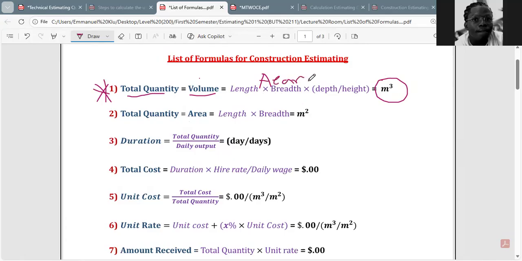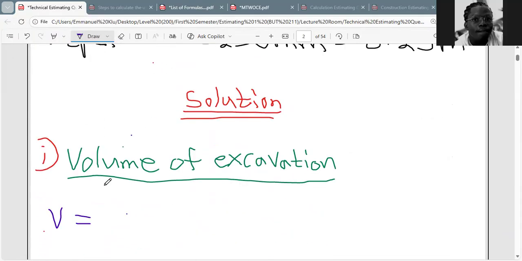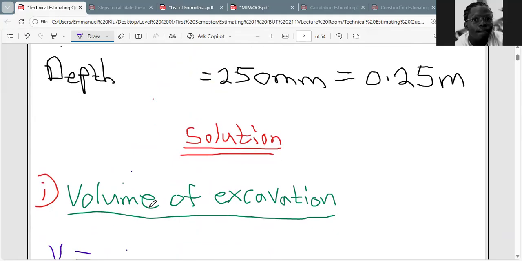times, the whole of this is the same as area, times either the depth or the height. All giving you the meter cube. So look at what is happening over here. Our total quantity is equal to what? Meter squared. Okay, so the meter squared.